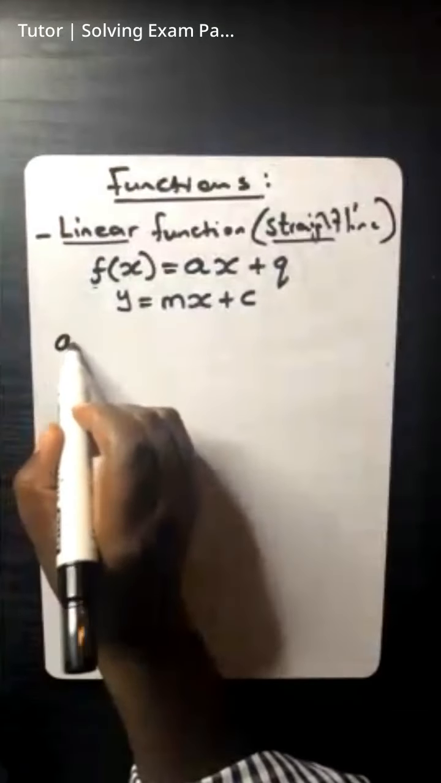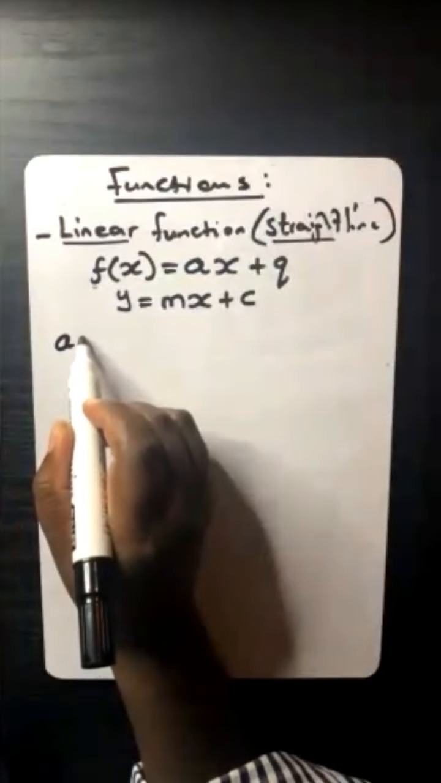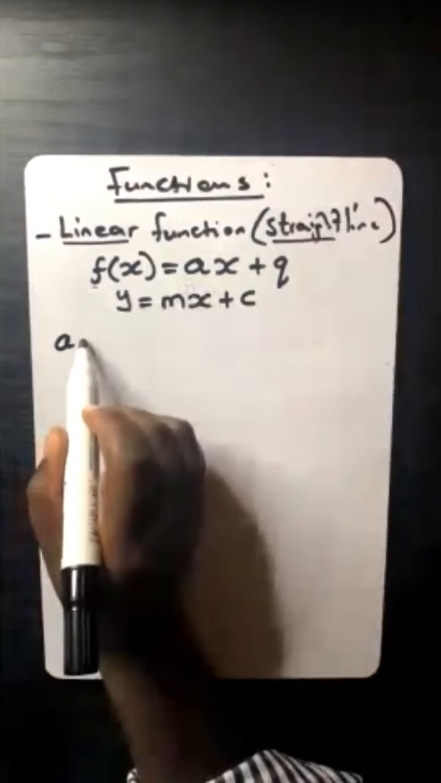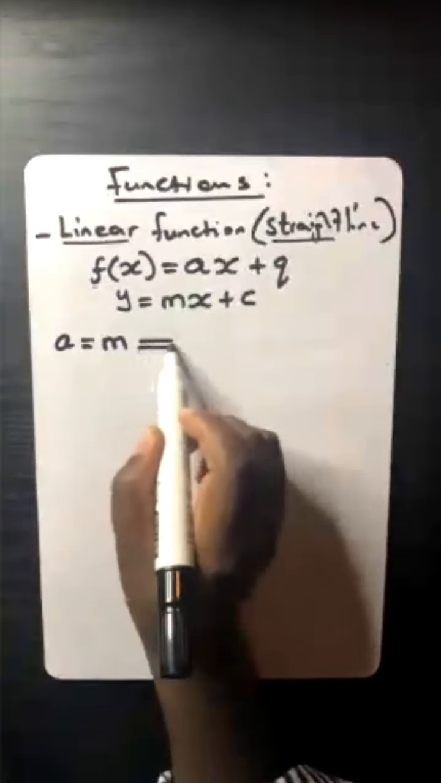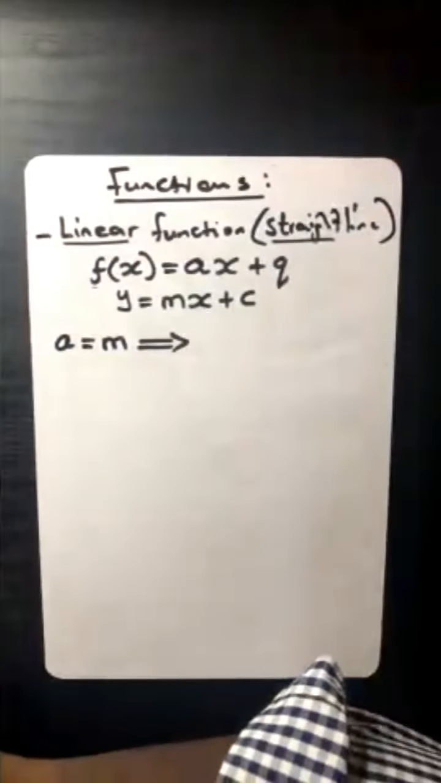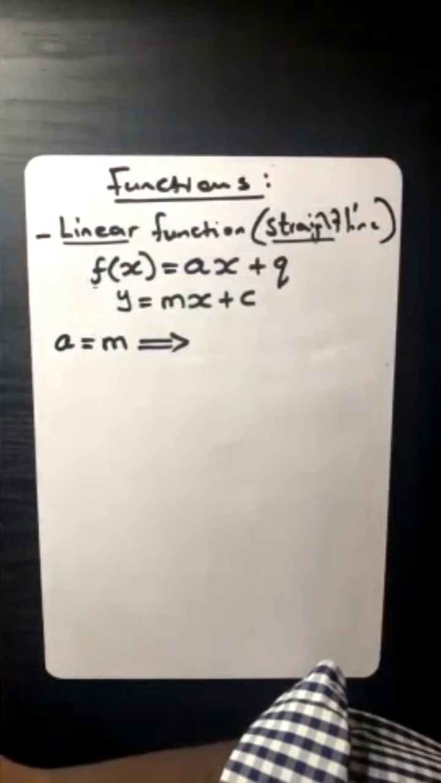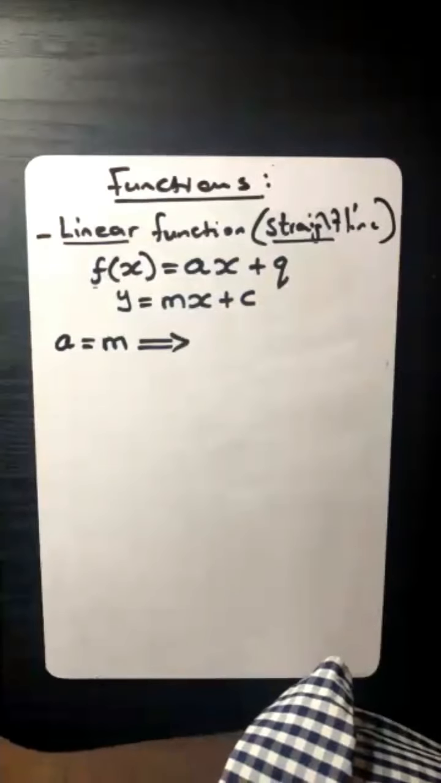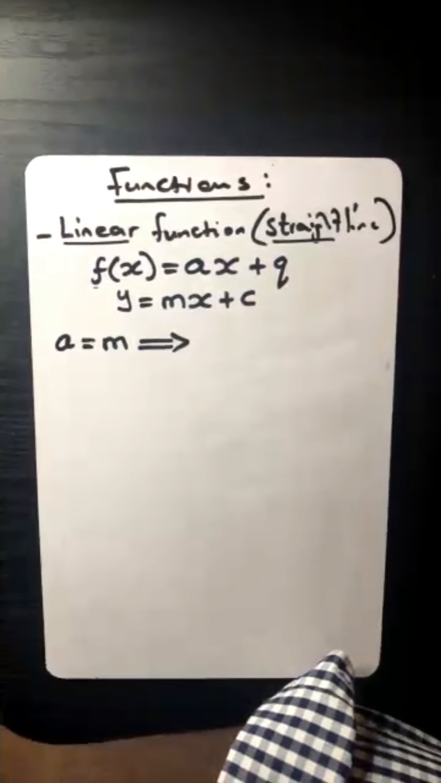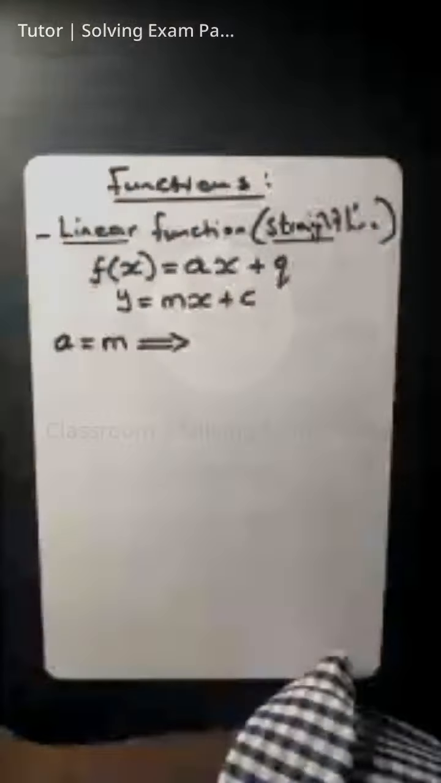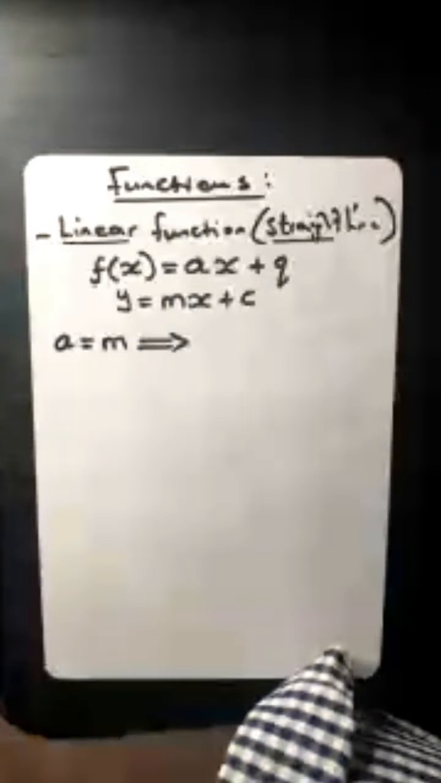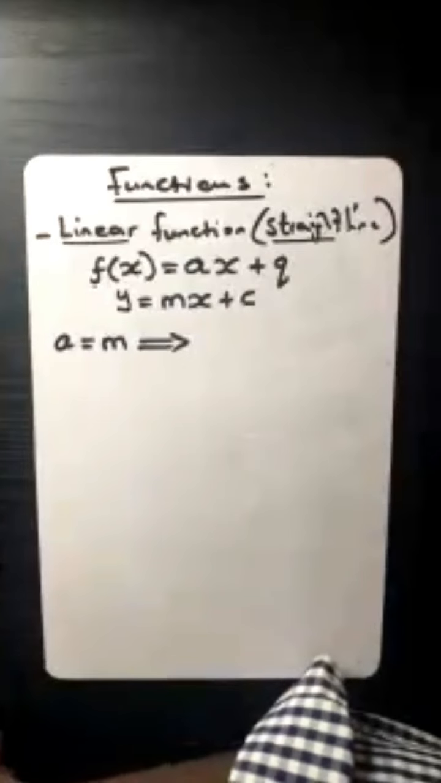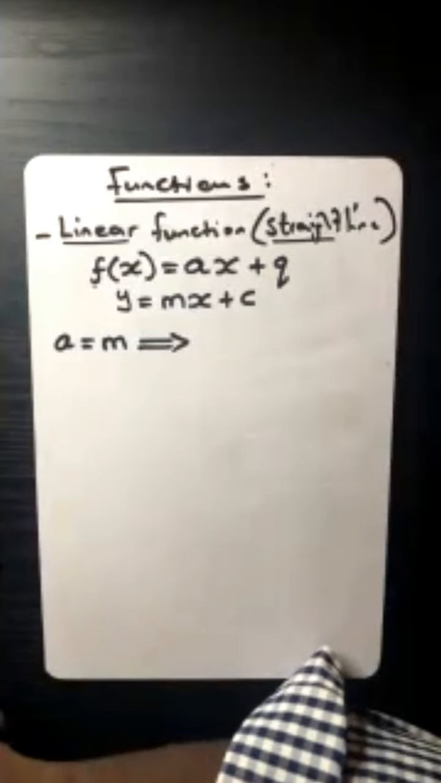So, what does a represent? It's either a in that case, or otherwise we can say m. My question is, what does a or m represent? Is there someone who wants to give it a guess based on our yesterday's lesson? Okay, it's fine. I'll explain.